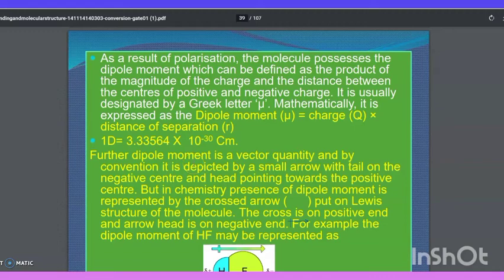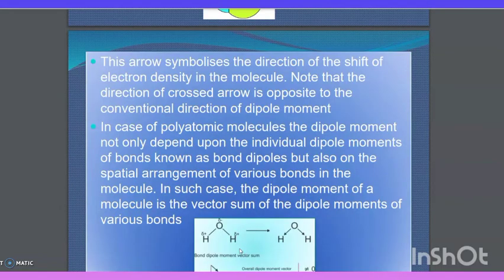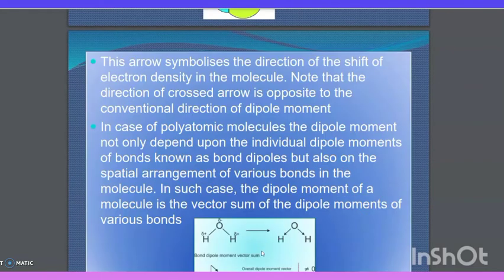Dipole moment is a vector quantity because it depends upon both magnitude and distance. It can be represented by an arrow. You can see this arrow. If we see any molecule with this arrow, it is denoting the dipole moment. This arrow symbolizes the direction of the shift of the electron density. That is, in hydrogen fluoride, the electrons are shifting from hydrogen to fluorine, from here to here. So it is representing that.